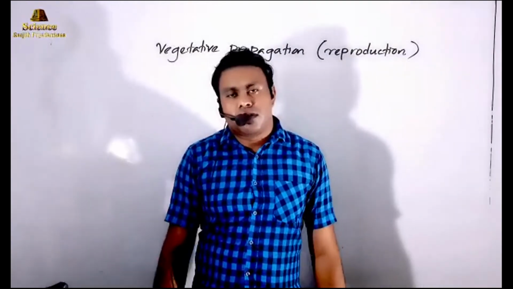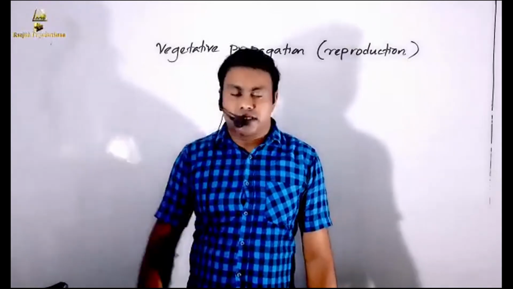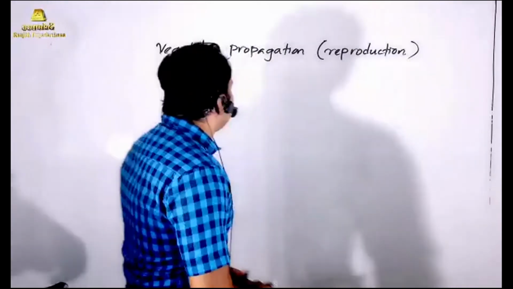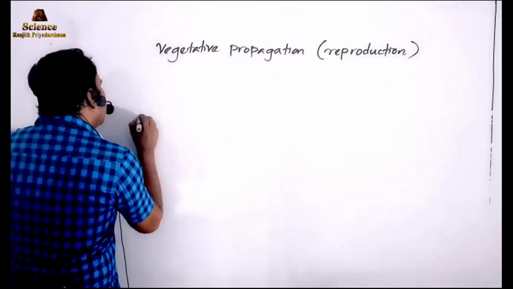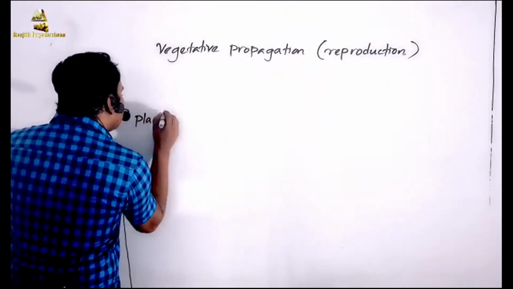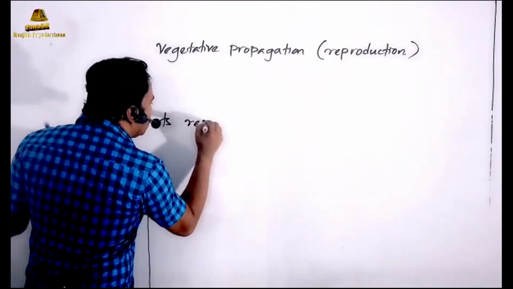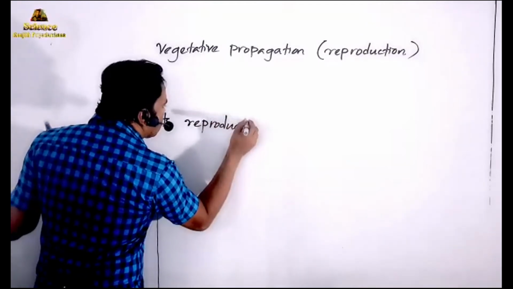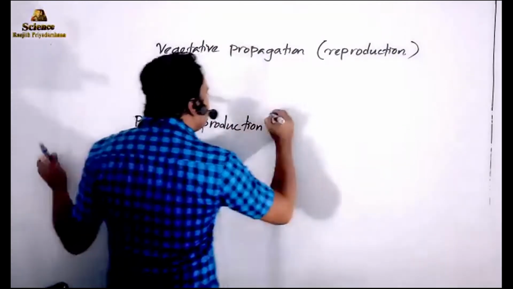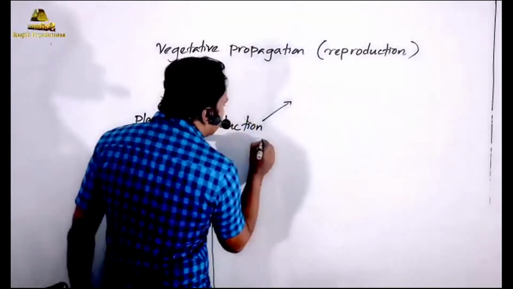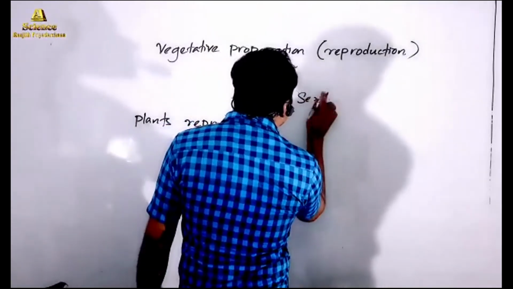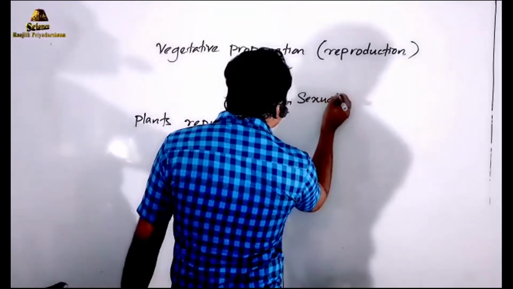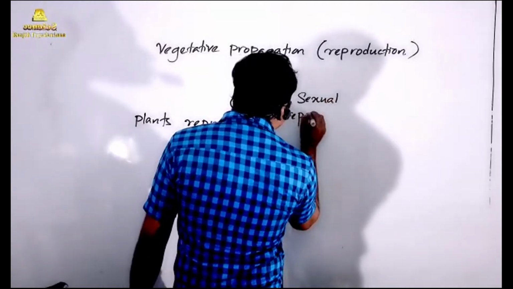So reproduction. So vegetative propagation means this. In plants reproduction, there are two types of plant reproduction processes. One is sexual. Plant sexual reproduction.